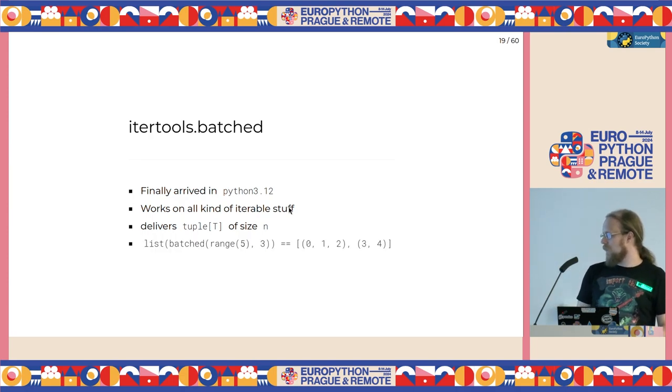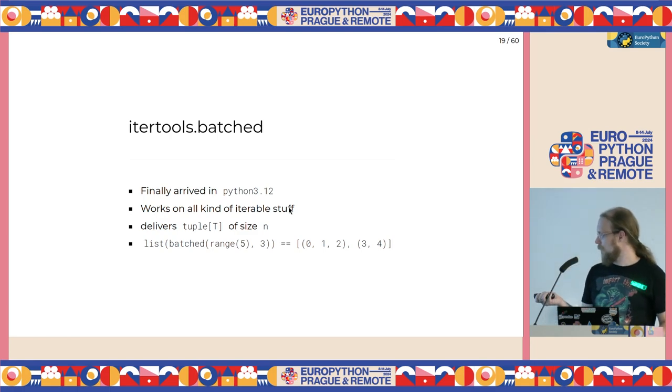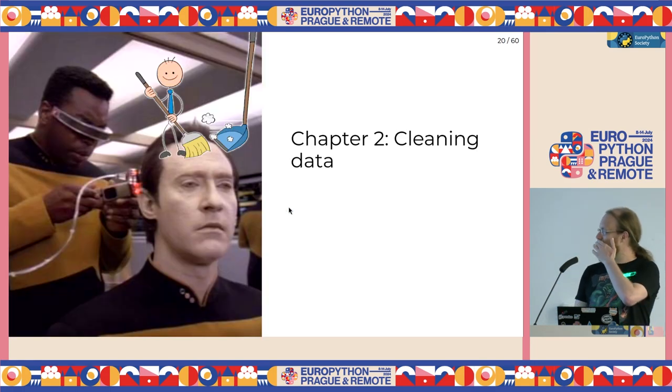So in this case, for example, we have a range of 5 numbers from 0 to 4, excluding the 5, and we want to always have 3 numbers. We get this back. Does this work? Yeah, it works. Cool.